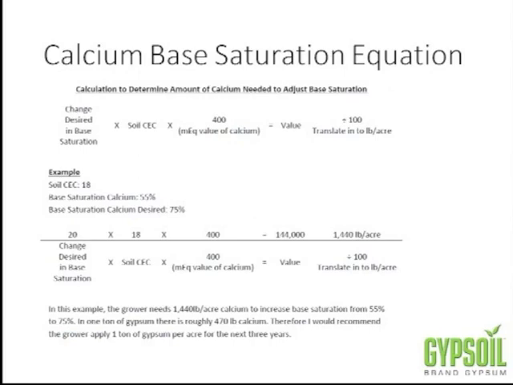All right, so I would take 20 times 18 times 400. Now 400 is the milliequivalent value of calcium, where we take the atomic weight times the valence from the periodic table chart. And so we'll come up with a number of 144,000. We have to convert that back into a percentage. We started with a percentage, so we divide that by 100, and we'll come up with, for this soil, roughly 1,440 pounds of calcium to get us to the calcium base saturation number we want for the best flocculation.